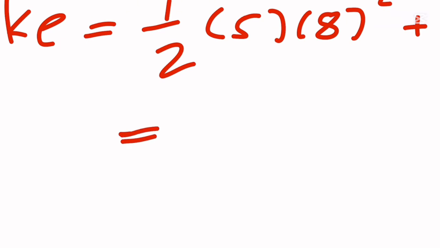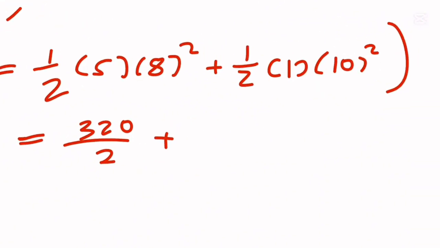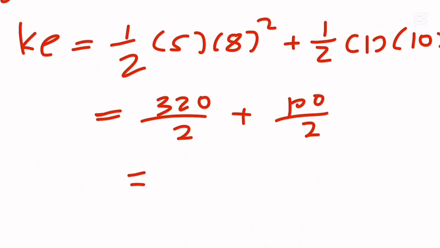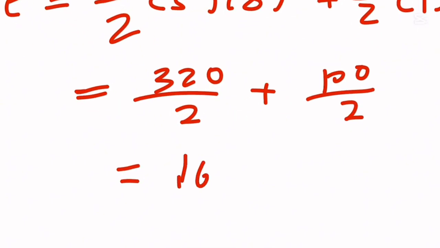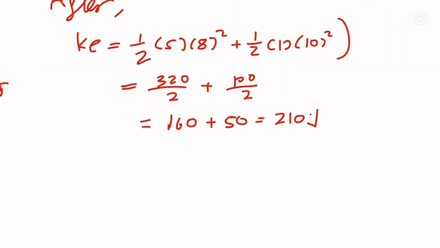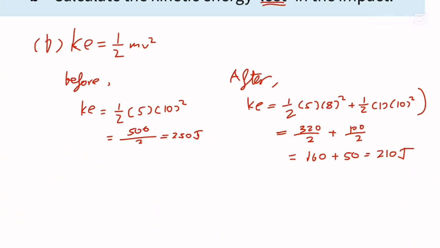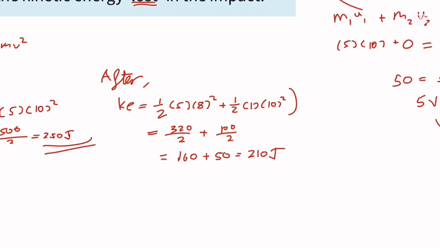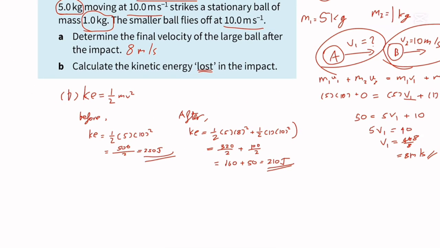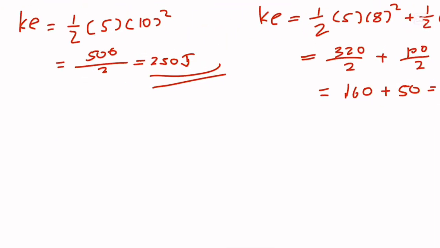I'll use the calculator for this one. 5 times 8 squared, 320 over 2, plus 100 over 2. 320 over 2 is gonna be 160 plus 50, and then this will give 210 joules. And as you can see, the kinetic energy before the collision is 250 joules, and the kinetic energy after the collision is 210 joules. So to get the energy lost, I need to find the difference between those.